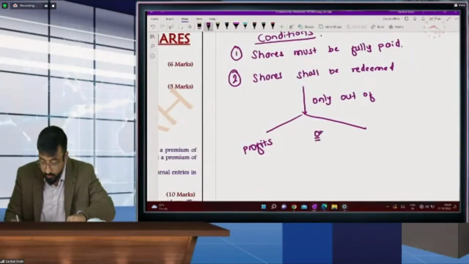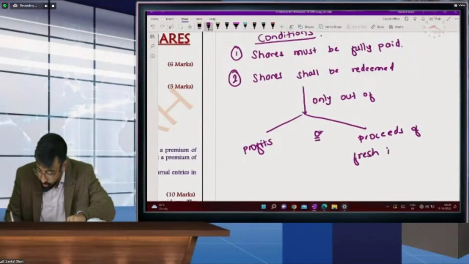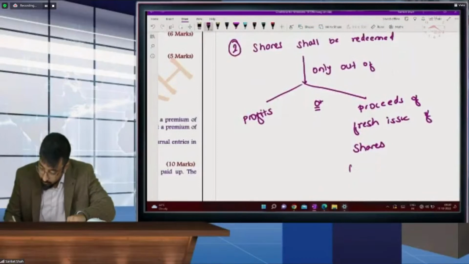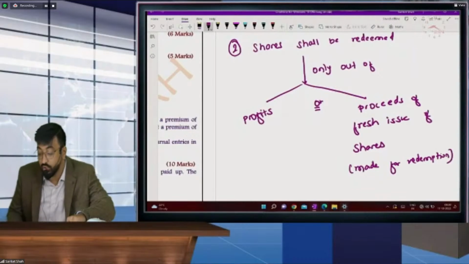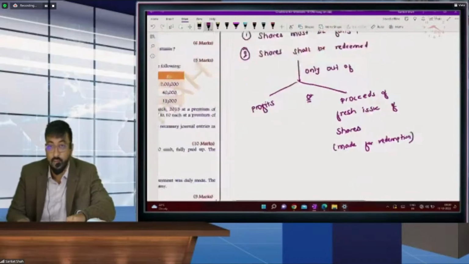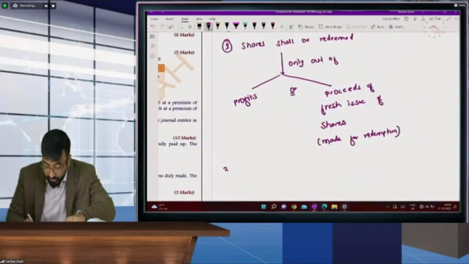or proceeds of fresh issue of shares made for redemption. You have to note, mention this. These shares are issued for redemption purpose. In balance sheet, you have to mention it.